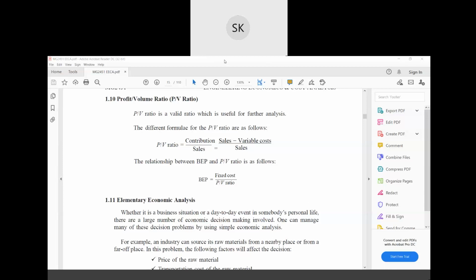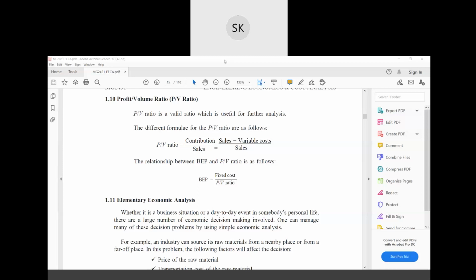That means how much production your factory has had, and what profit you have got from that production. Okay, just take it simple. How much volume you have produced, and from that, how much profit you got. It is a valid ratio which is useful for further analysis. This ratio will help you for future analysis.